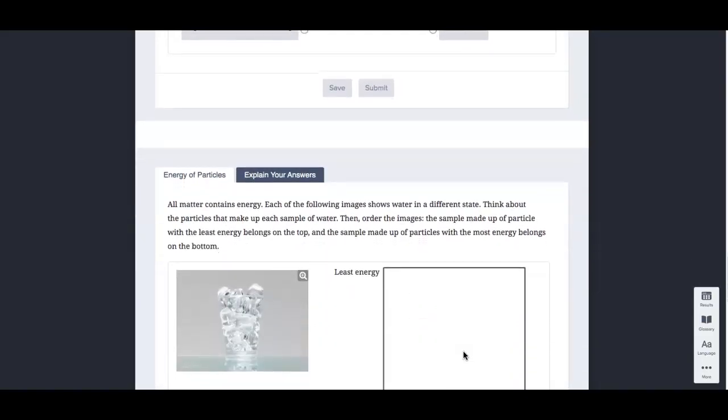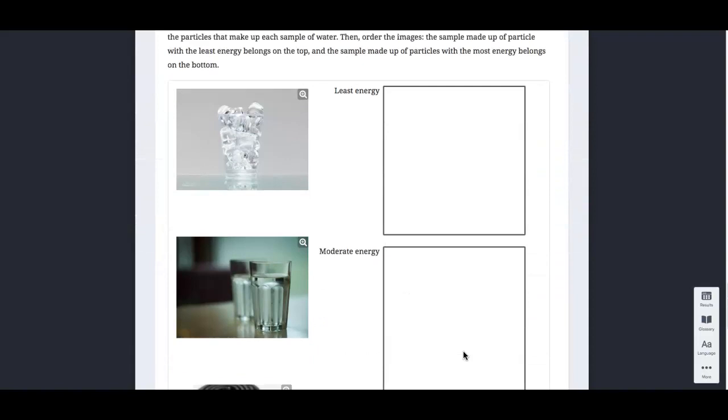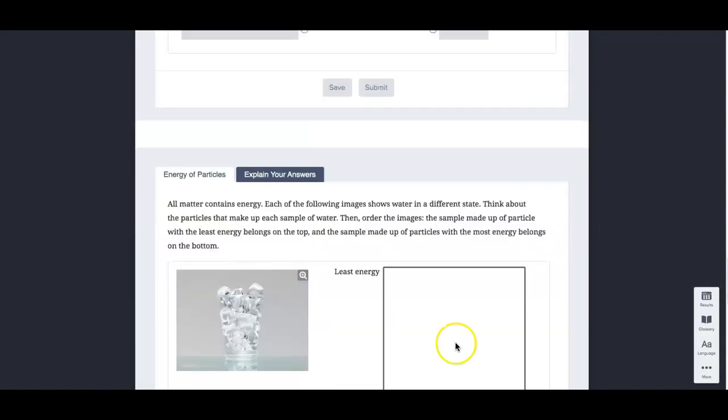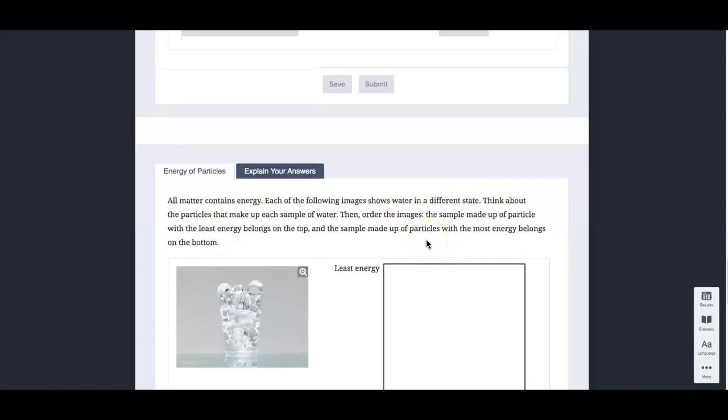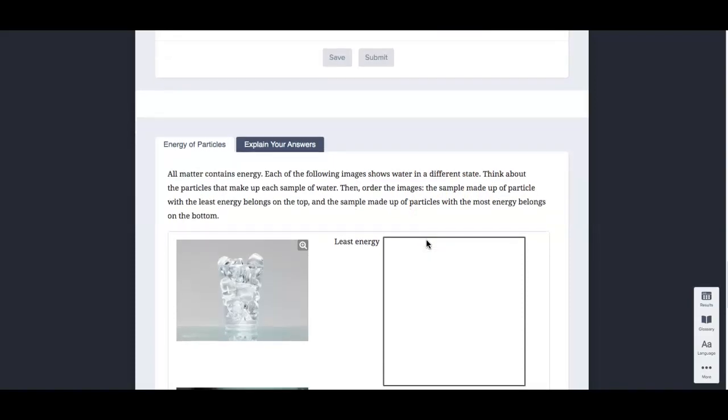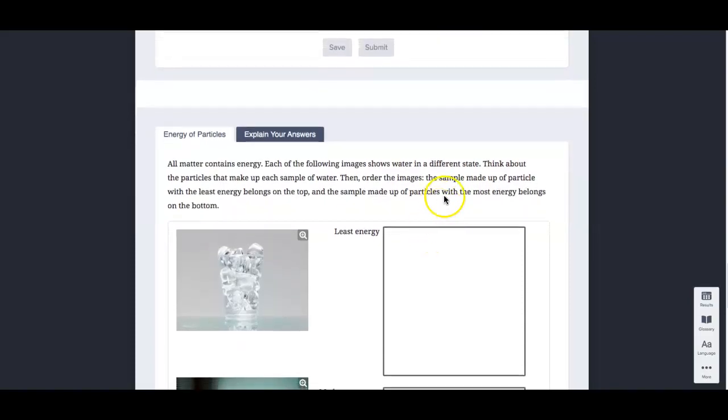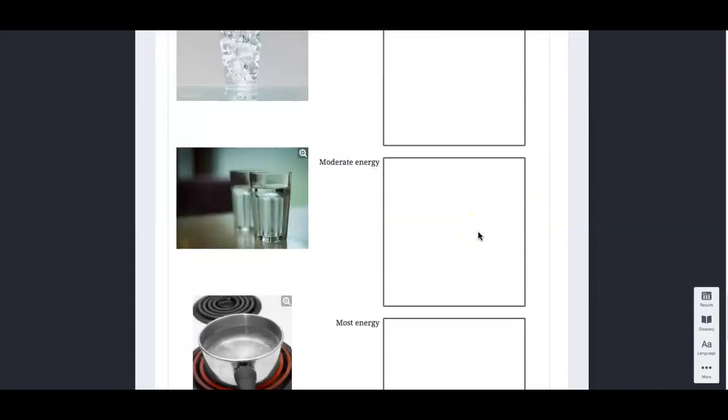Now, this last part here, remember, a lot of kids forget, this actually has two parts to it, because remember it has these two tabs. The first part is the Energy of Particles tab, and it says all matter contains energy. Each of the following images shows water in a different state. Think about the particles that make up each sample of water. Then order the images. The sample made up of the particles with the least energy belongs on top. The sample made up of particles with the most energy belongs on the bottom.